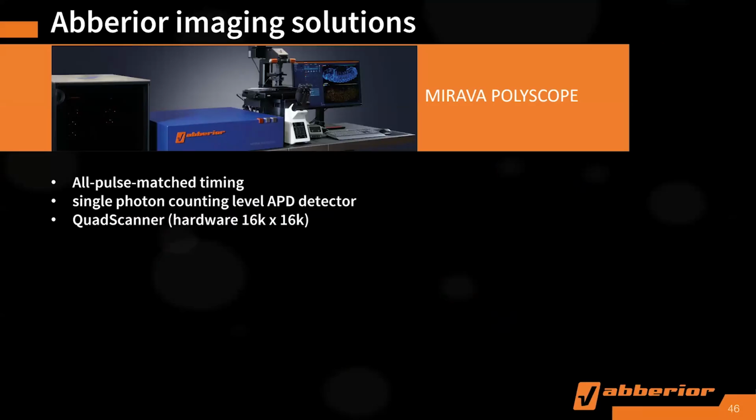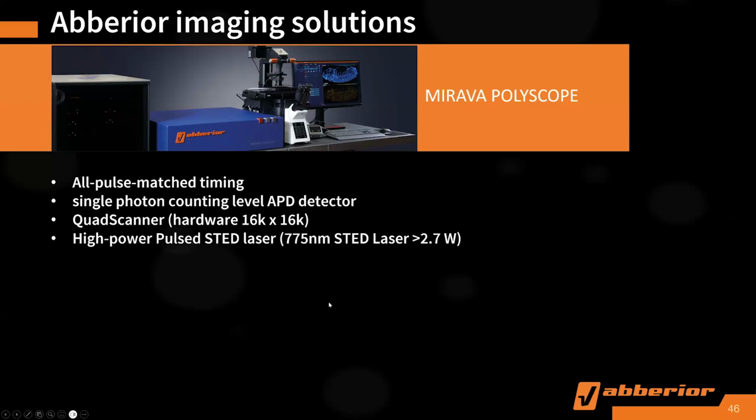So obviously in MIRAVA, we have all pulse matching timing, we have APD detector, we have quad scanner. It has much more advanced modules. For example, first, we boost the STED laser power to 2.7 watt, the highest in the world. The Stedycon is only half. All the competitors, they're at the half level. As I told you before, the STED laser beam power is directly conjugated to the resolution, right? Now we have in the STED 2.7 watt.